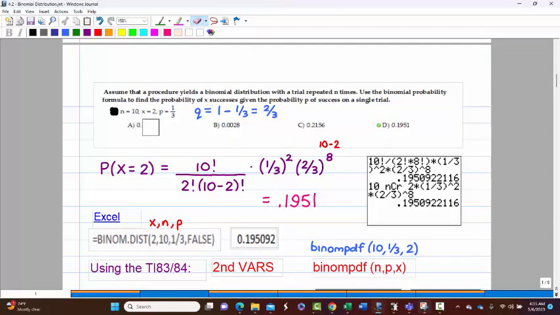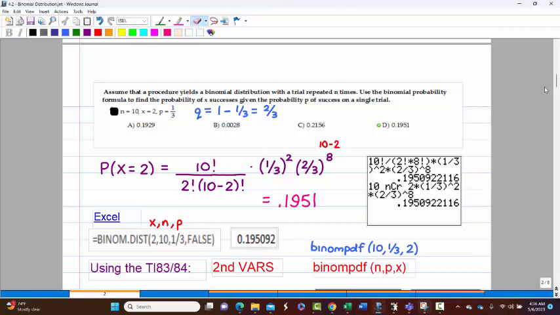N is 10, 2 is for X, P is 1/3. So this means you have a probability of 1/3 of being successful on any one trial. And if you do this 10 times, what's the probability of getting exactly 2 successes out of those 10? Now, I wrote out the Q here. Q is 1 minus 1/3, which is 2/3. Q is important if you're using the binomial formula, which I have here in purple.